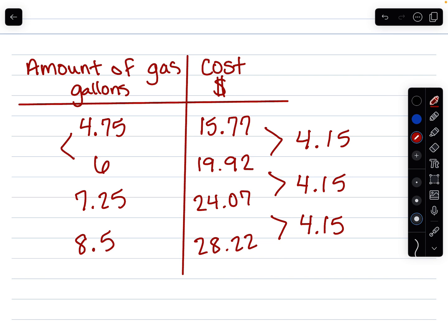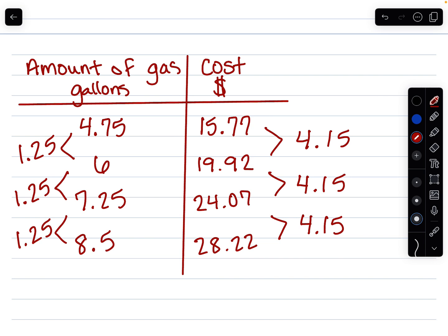Subtract 4.75 from 6. Should give you 1.25. Yeah. Okay. 6 to 7.25, also going to be 1.25. Same thing on my last one. So, now, does that mean that the cost is 4.15 cents per gallon?